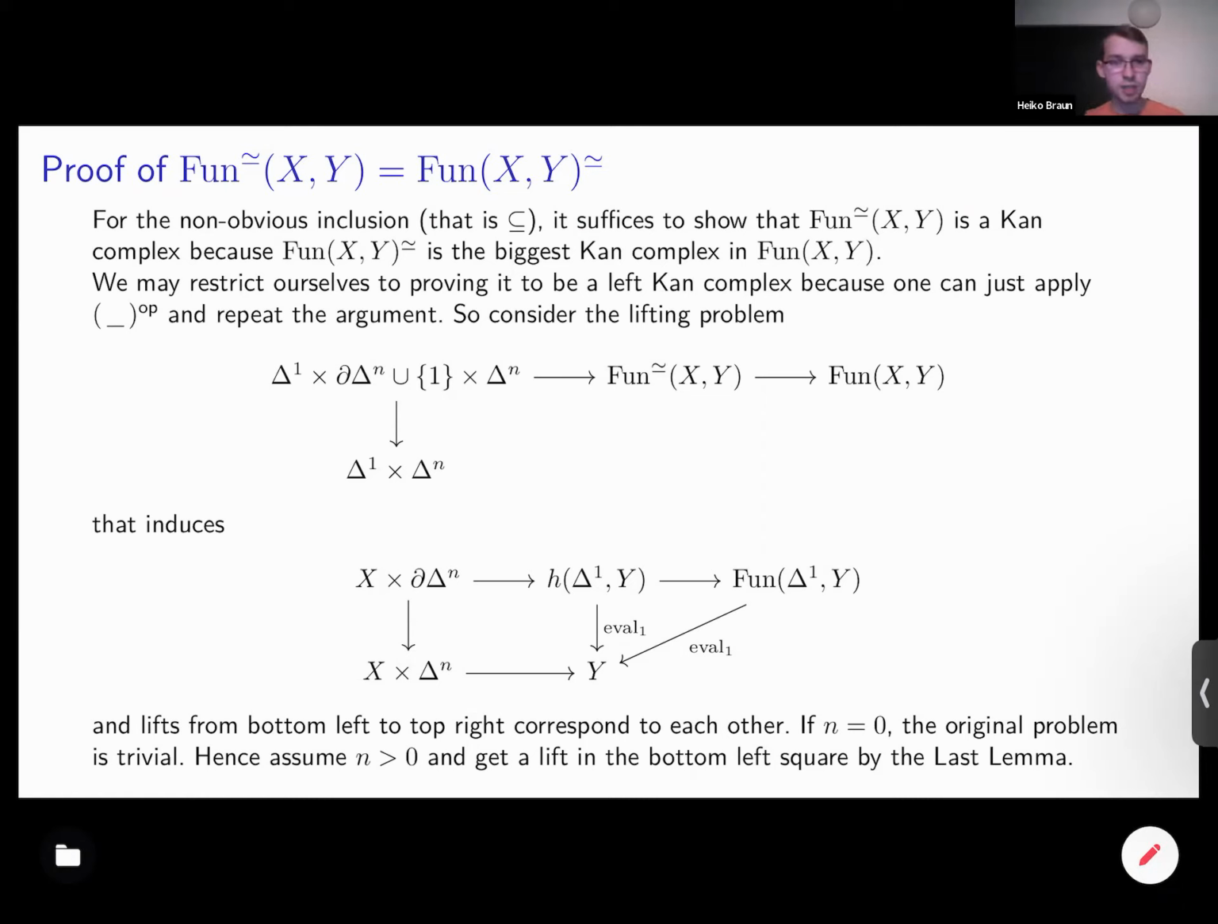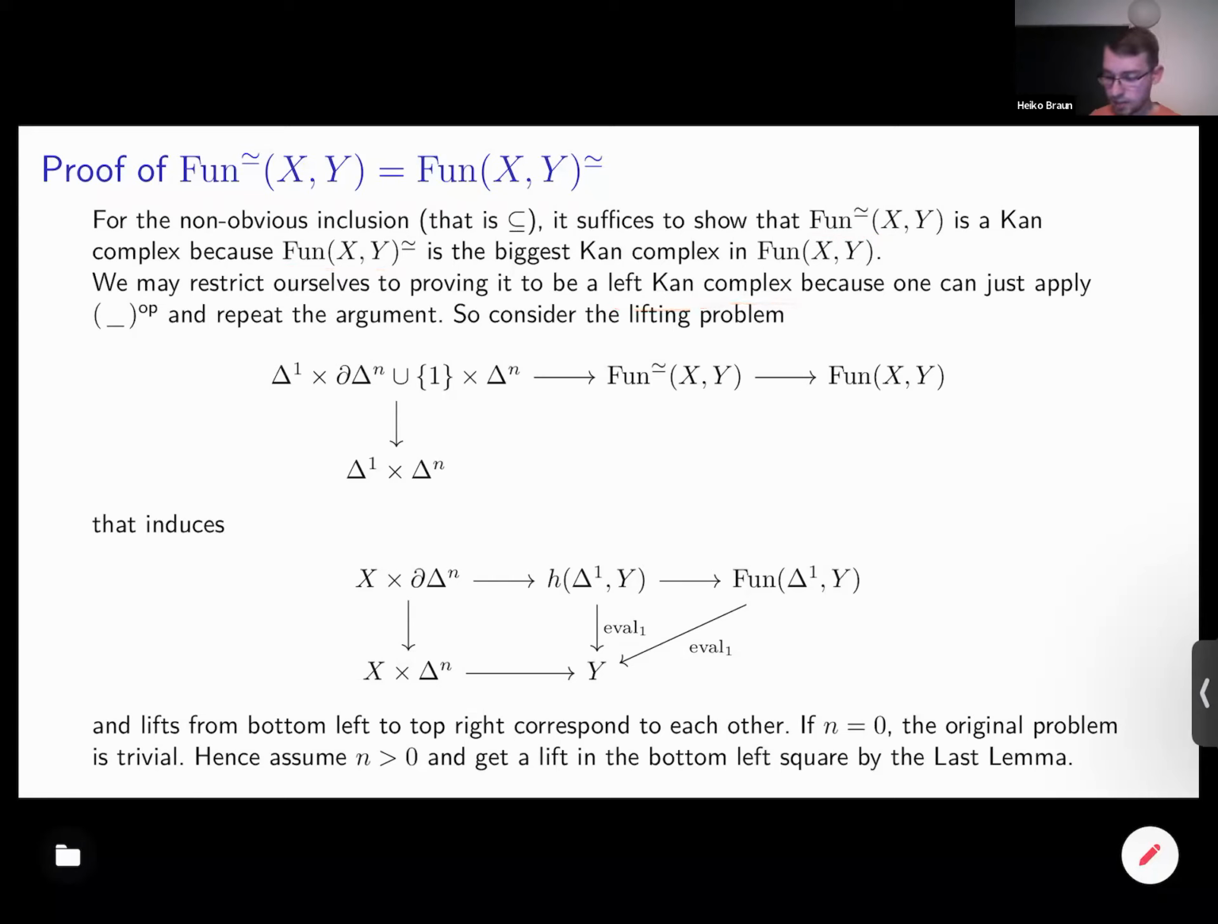And to show the other direction, it suffices to show that this guy is actually a Kan complex. If this holds, then because the core is the biggest Kan complex, they will actually be equal. So this is what we need to show, that this is a Kan complex. Hence, again, by a little application of Joyal's lifting theorem, it essentially suffices to prove that it is a left Kan complex.